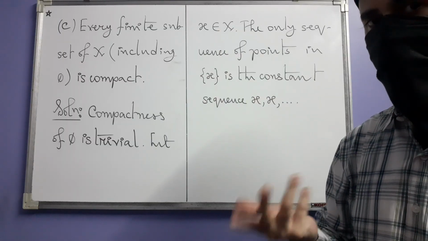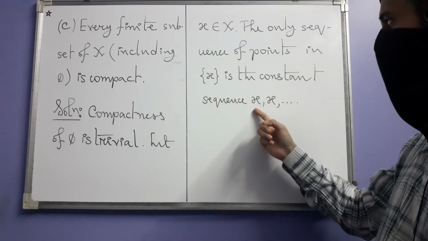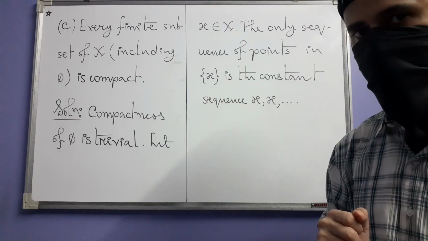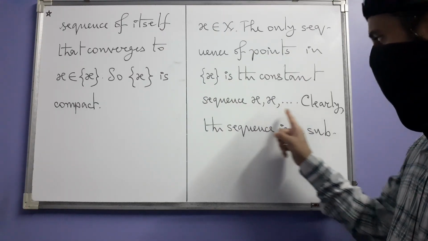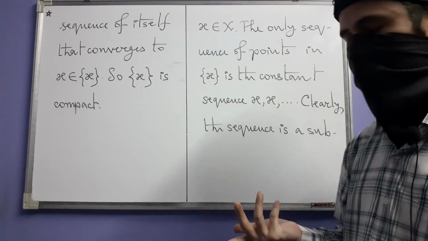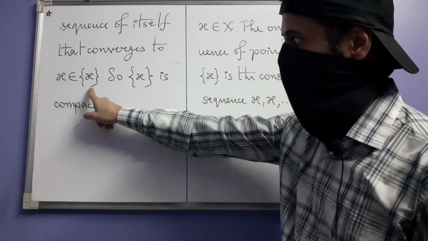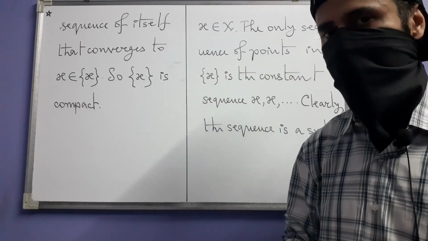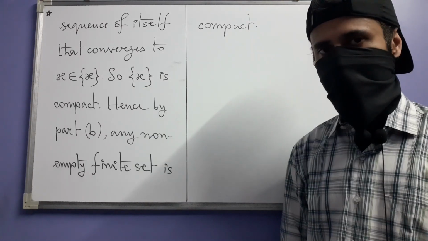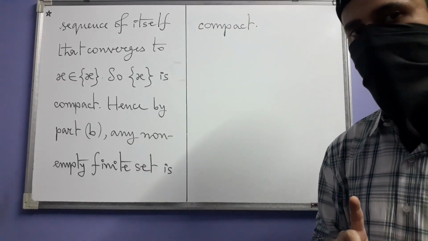So that means we have to choose a sequence in it. Now the only sequence you can think of in this situation is this constant sequence, all of whose terms are equal to x. Now clearly the sequence is a subsequence of itself, and which is also of course convergent, because it's the constant sequence, so it will converge to x, which is a point in this set. So by the definition of compactness, this set is compact. Hence, by part B, any non-empty finite set is also compact.